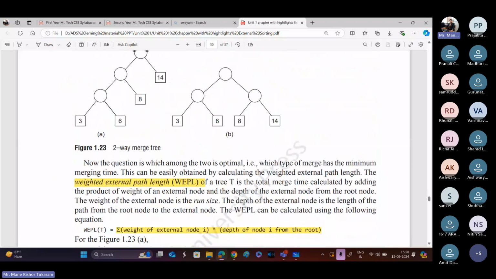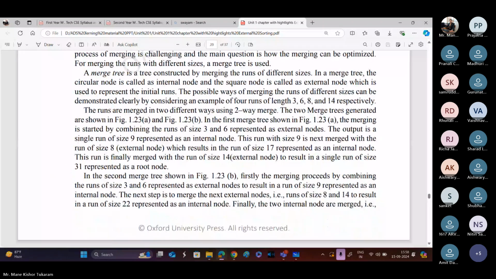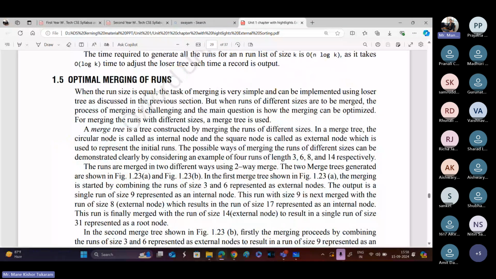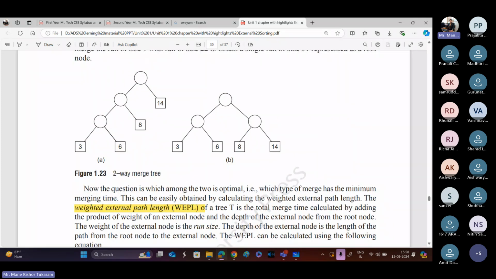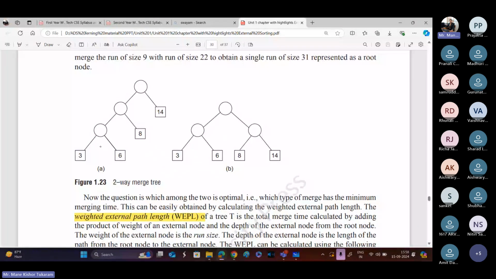The next part is the optimal merging of runs. Okay, so inside that, which structure do I want to choose, the first two-way merge tree or the second structure of the two-way merge tree? To decide this structure, we are required to calculate the value of weighted external path length, that is WEPL. So weighted external path length means what? The path which is minimum. So we have to calculate that path, and based on that we decide whether to choose this structure or this structure.